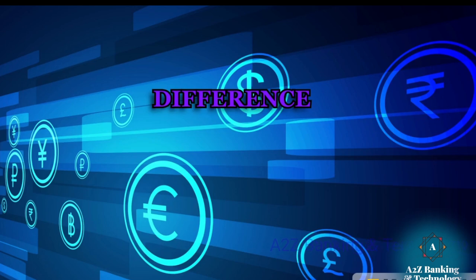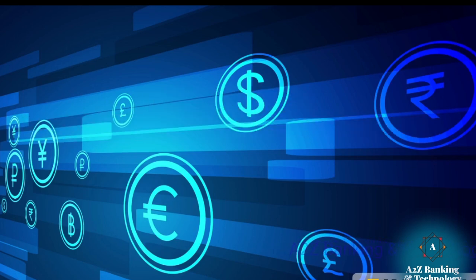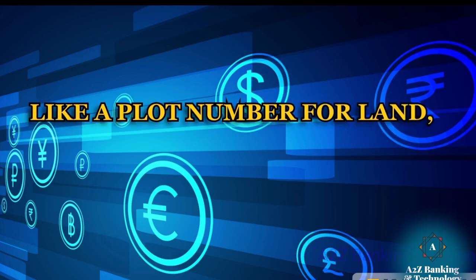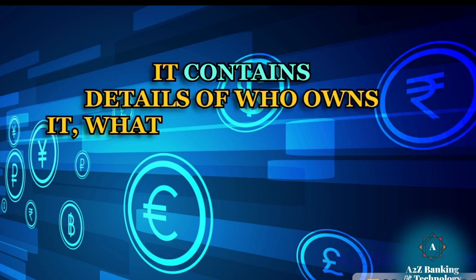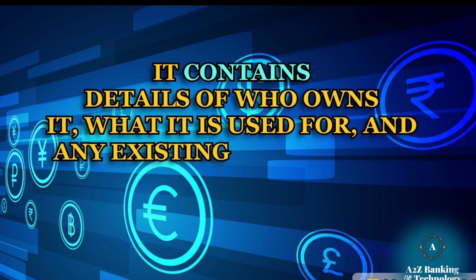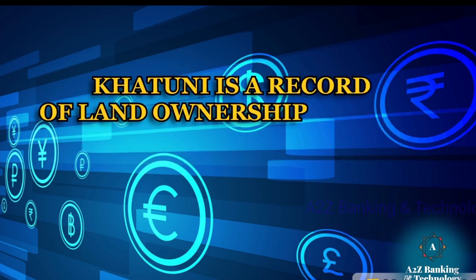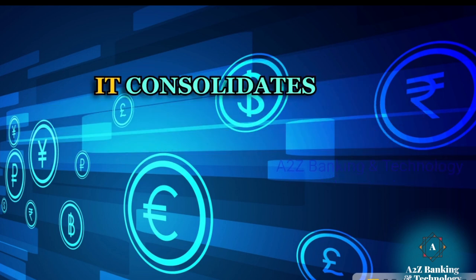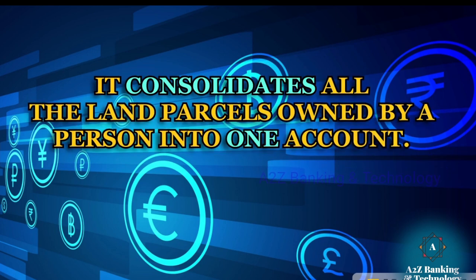3. Difference between Khasra and Khatauni. 1. Definition: Khasra is a record of a specific land parcel, like a plot number for land. It contains details of who owns it, what it is used for, and any existing claims on it. Khatauni is a record of land ownership under a family or an individual. It consolidates all the land parcels owned by a person into one account.